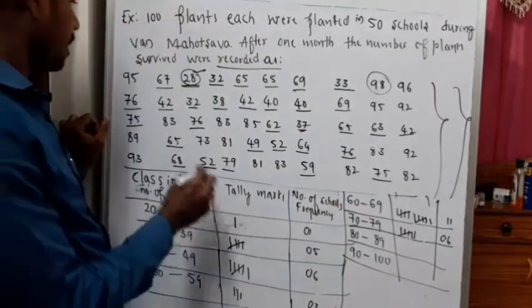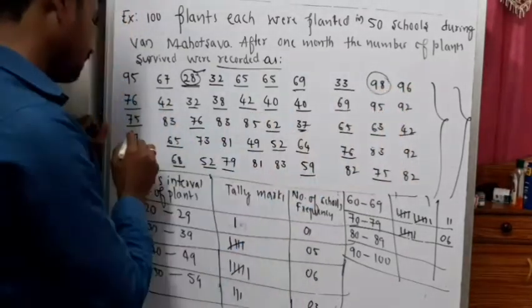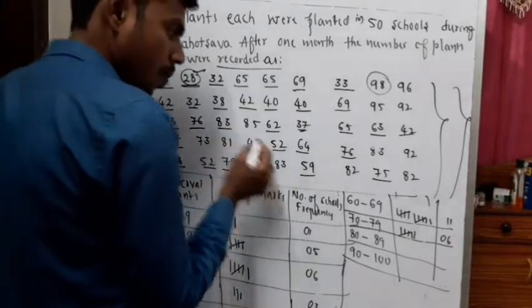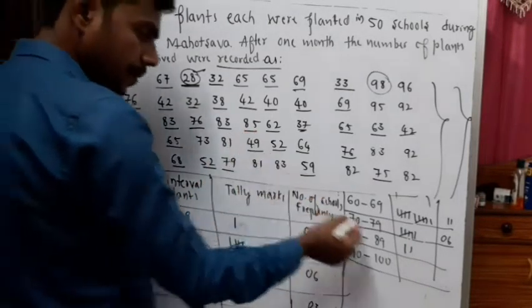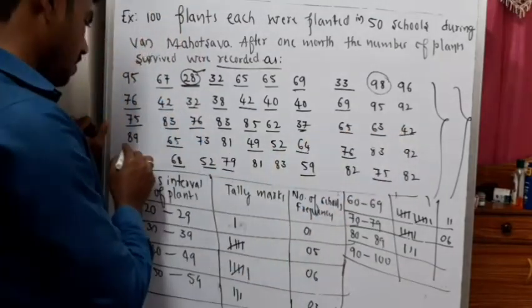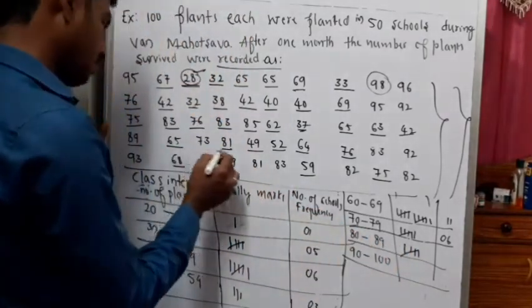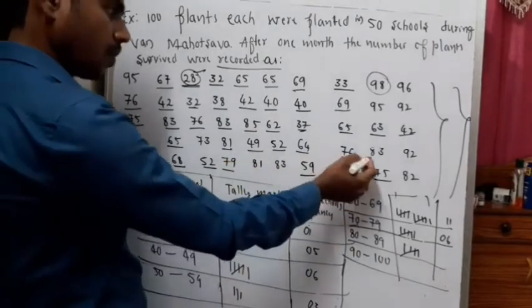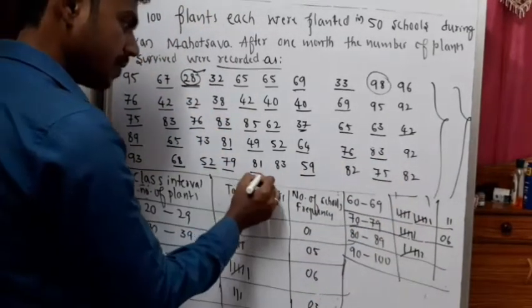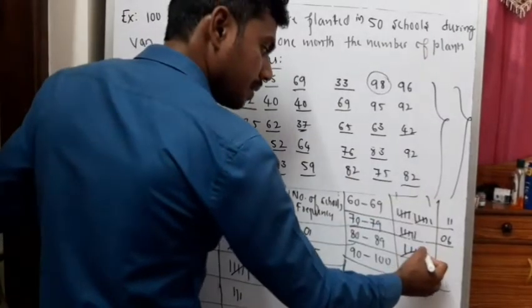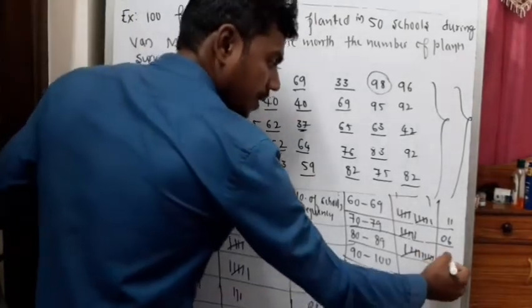Then 80 to 89. 1, 2, 3, 4, 5, 6, 7, 8, 9, 10. Okay, the count is 10.